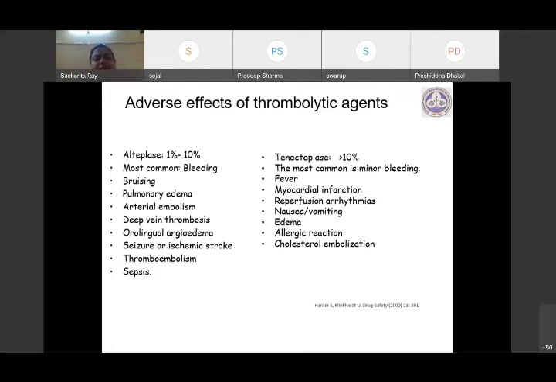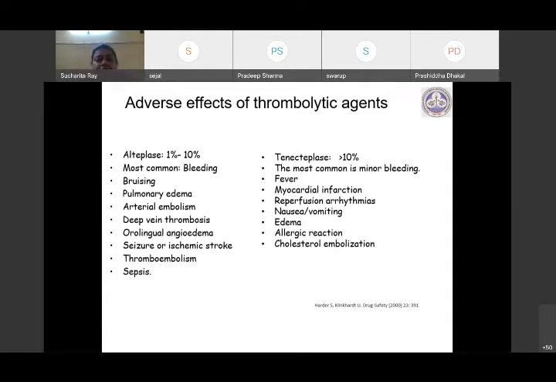So the most common side effect for any kind of thrombolytic agent is that of bleeding. Now, remember that both the agents have almost similar risk, but tenecteplase being slightly longer acting has a higher percentage of bleeding as compared to alteplase. Apart from that, you have certain other conditions which are very classical or characteristic of each of the agents.